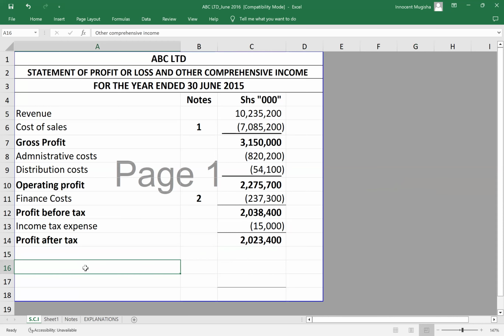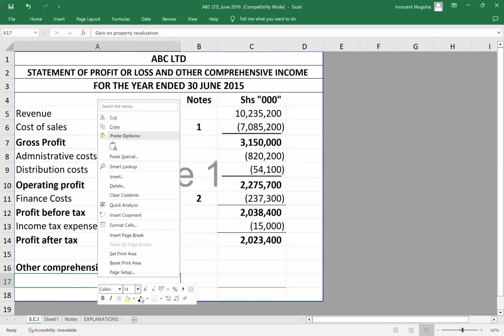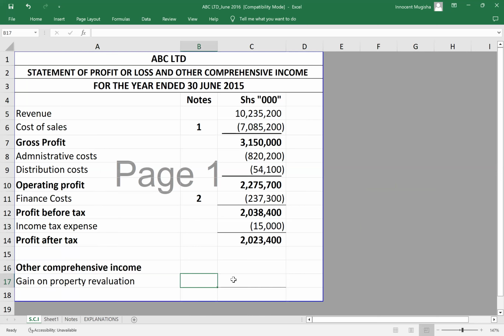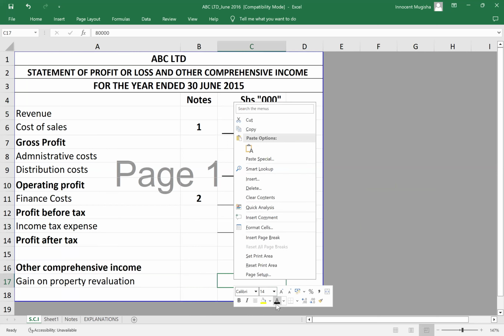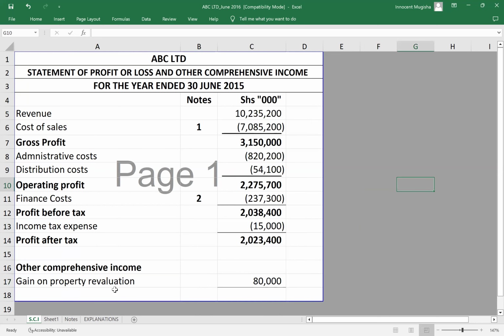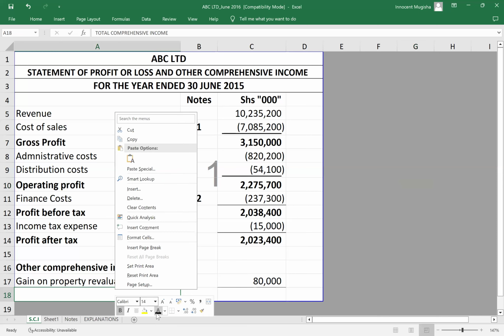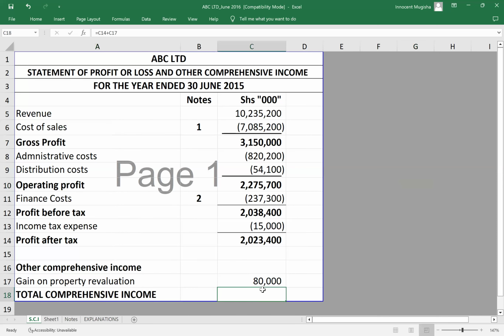I still have the other comprehensive income because of the revaluation. We have a gain on property revaluation, which was given in the additional information of 80 million. And that brings us to total comprehensive income of 2,103,400.